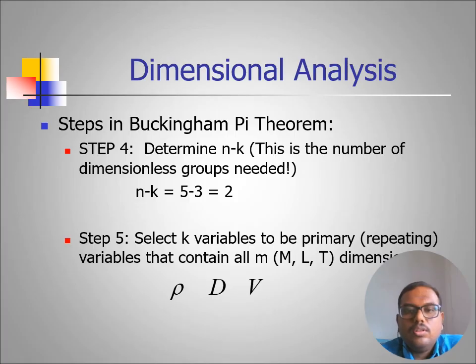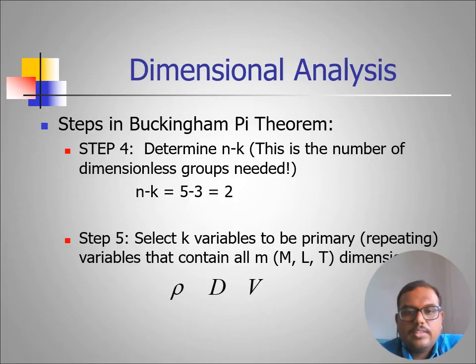In step 4, this is the dimensionless group, as I have already told you. The number of variables is 5 and the number of fundamental dimensions m is 3. So 5 minus 3 gives you 2 dimensionless groups.